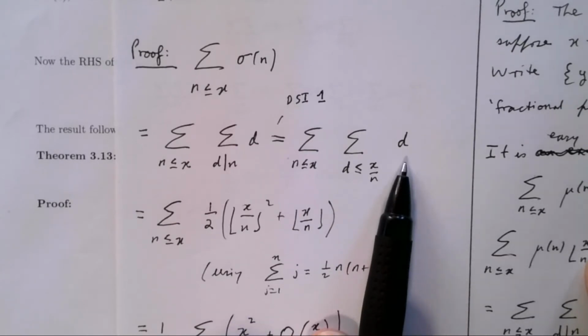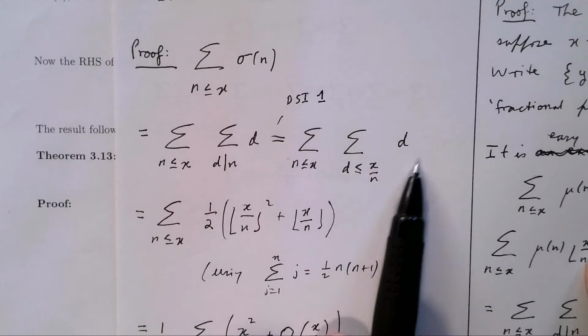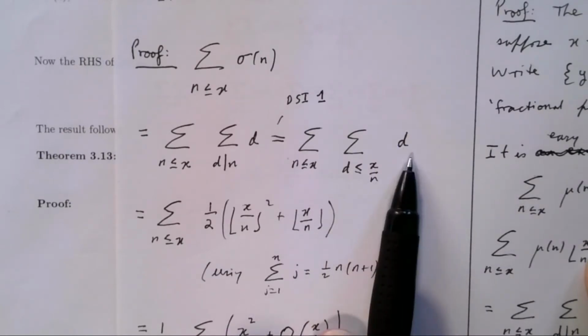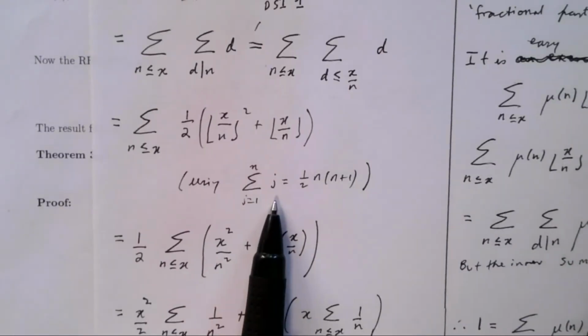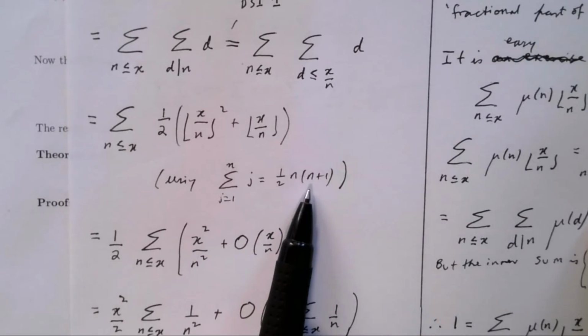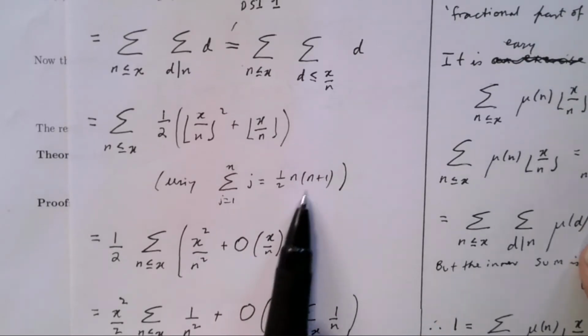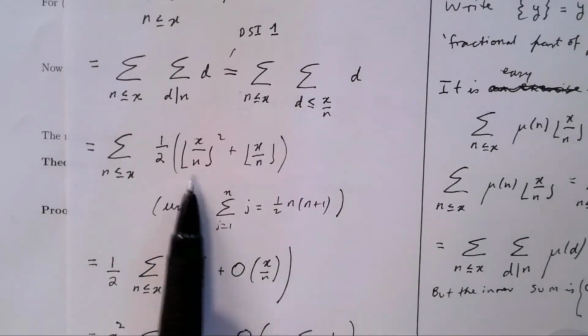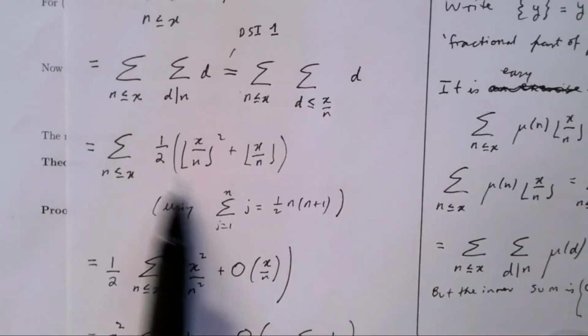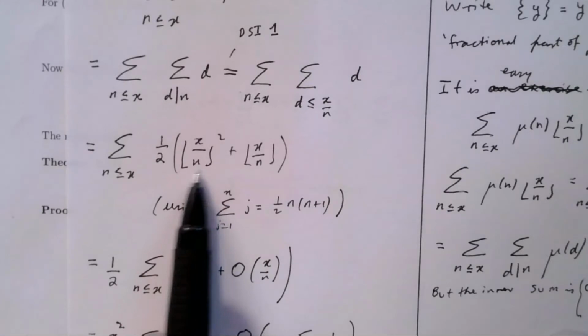Now the point is with that, we can sum this here. This is a very simple series, because remember that if you take the sum from 1 up to n of j, then this is just a half n times n plus 1. This is the same sum, except now I'm summing up to the floor of x on n, so I just get a half n squared plus a half n, where n now becomes the floor of x over n. So it's the floor of x over n squared plus the floor of x over n.